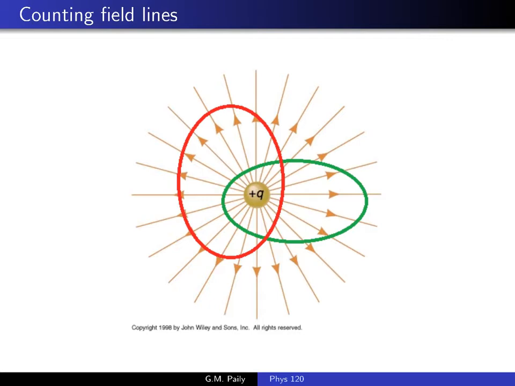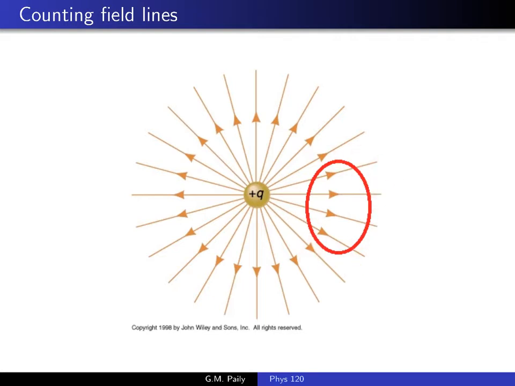What about this case? Now, which one, red or green, has a greater amount of flux? Pause and think about this for a moment. Let's now discuss. Again, if we count, we see that each of them has 24 field lines passing through. And so they each have the same amount of flux. And curiously, they each enclose the same amount of charge.